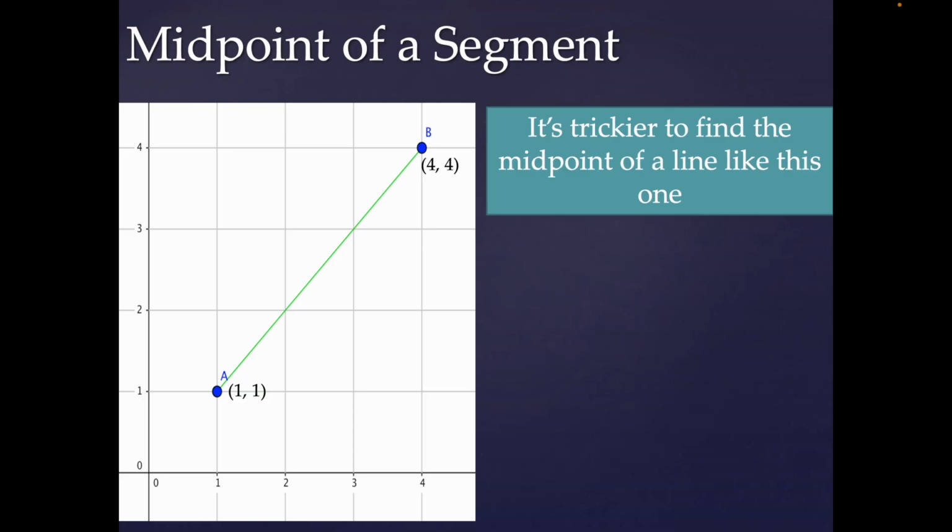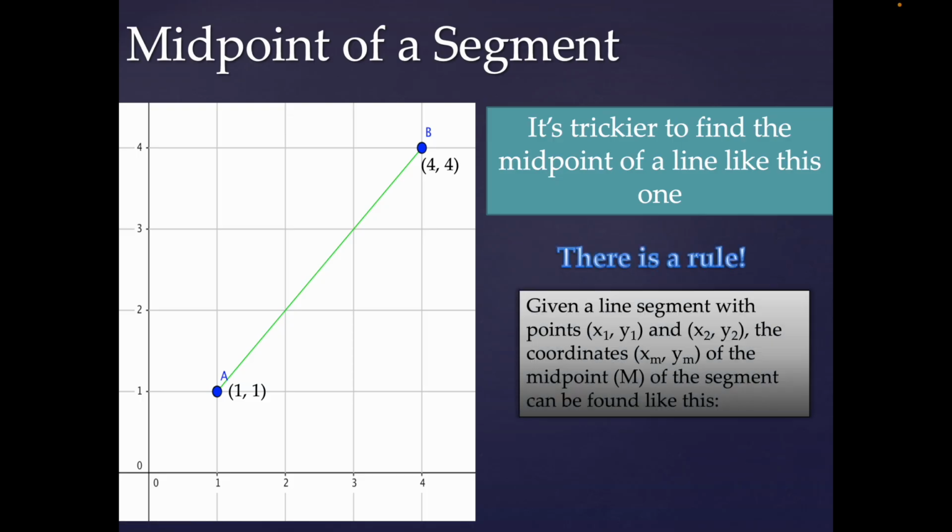However, as I said, if your line is angled or has a slope, it might be a little bit trickier. You can approximate where the midpoint is, but we want the exact coordinate point. Lucky for you, there is a rule where given a line segment with the points x1, y1, and x2, y2, the coordinates of the midpoint, which we call xm, ym, and the midpoint is called M, we use the following formula. The x coordinate of the midpoint can be found by doing x1 plus x2 divided by 2, and the y coordinate can be found by doing y1 plus y2 divided by 2.